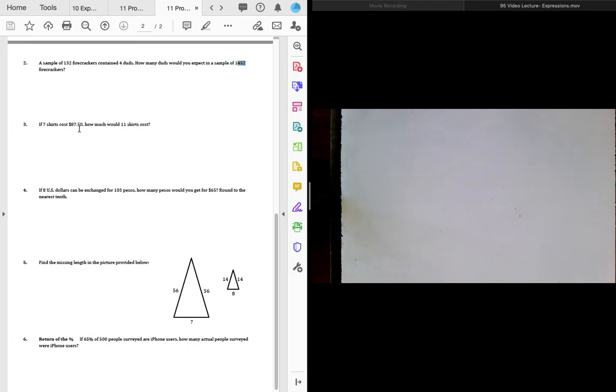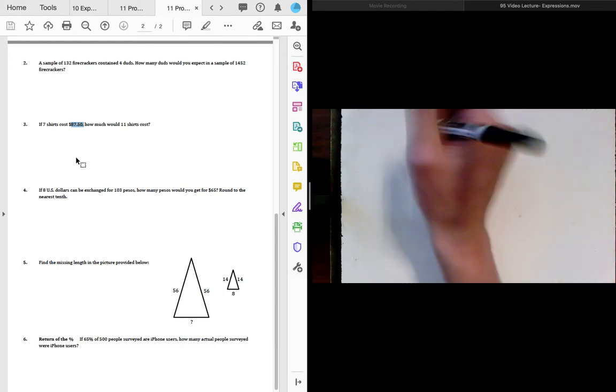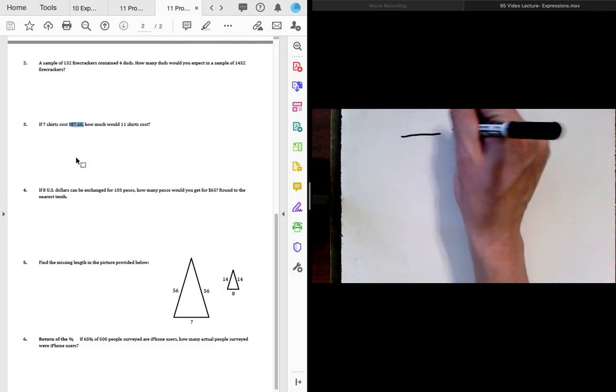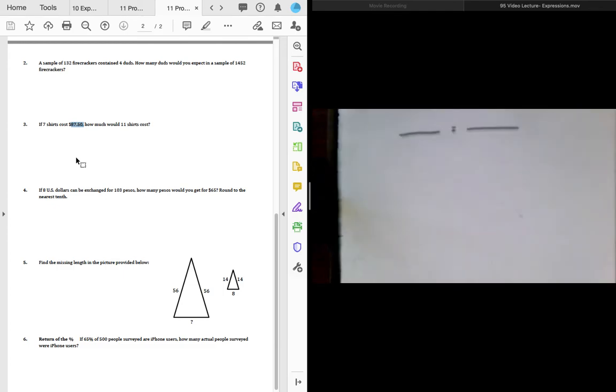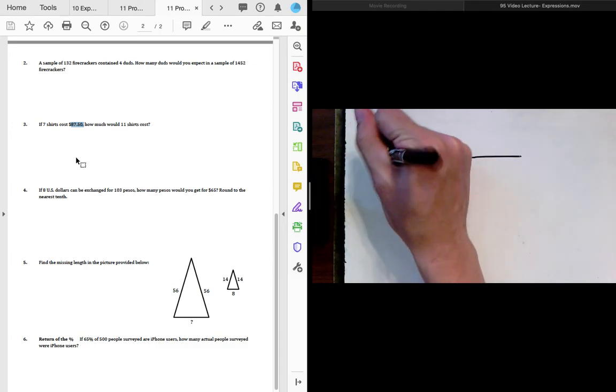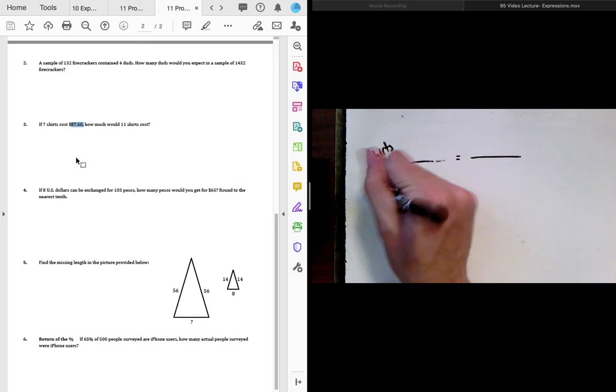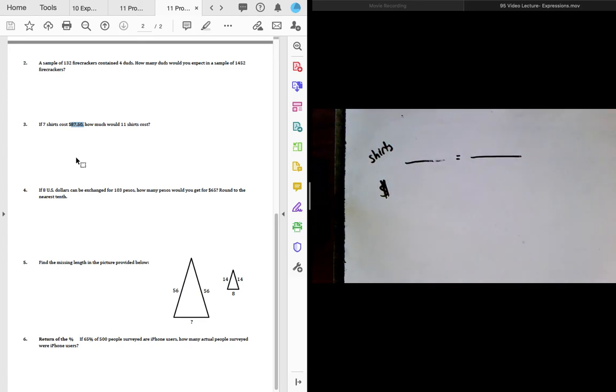Let's do this one here. If 7 shirts cost $87.50, how much would 11 shirts cost? So we have two different kinds of unknowns in here. We have shirts, and then we have money. It doesn't matter which one you put on the top and which one you put on the bottom, as long as you stay consistent throughout the problem. Me personally, I like to put shirts on top, and I'm going to put money on the bottom.